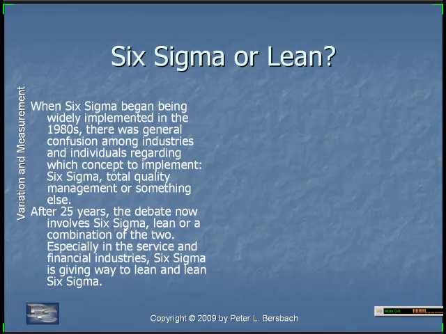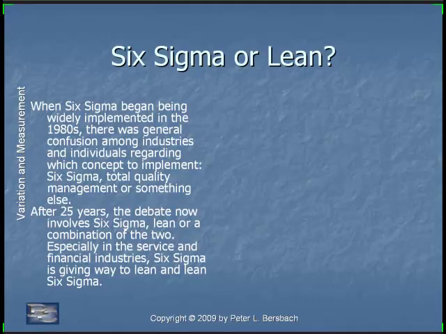The last one that we have really is Six Sigma or Lean. When Six Sigma began being widely implemented in the 1980s, there was a general confusion among industry and individuals regarding which concept to implement, Six Sigma, Total Quality Management, or something else. After 25 years, the debate now involves Six Sigma, Lean, or a combination of the two, especially in the service and financial industries. Six Sigma is giving way to Lean and Lean Six Sigma. So what are people's comments on this issue and problem?